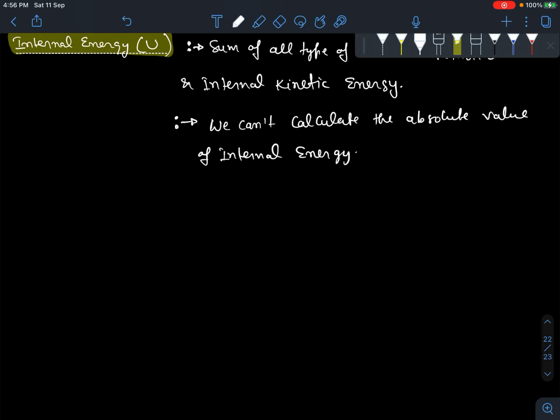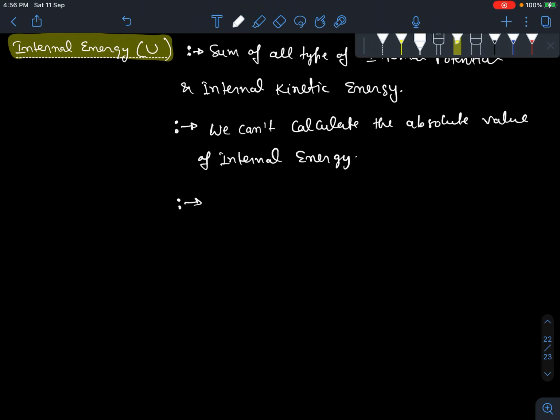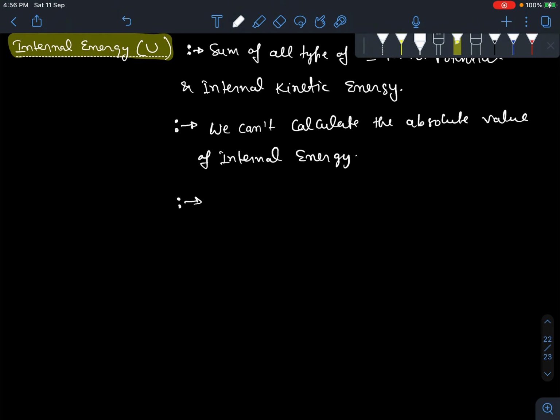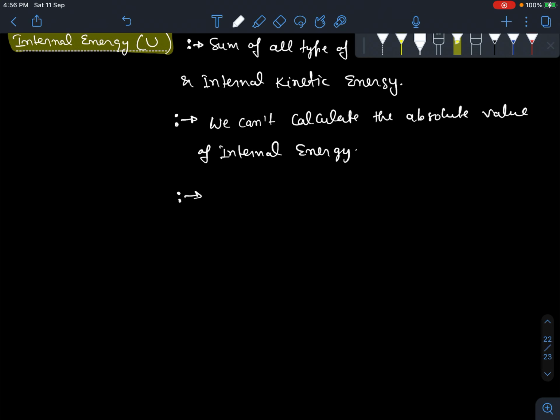Right? Next very important point associated with that is, I told you that work and heat are path functions, whereas internal energy, enthalpy, Gibbs free energy, entropy, these are state functions. So internal energy is a state function.